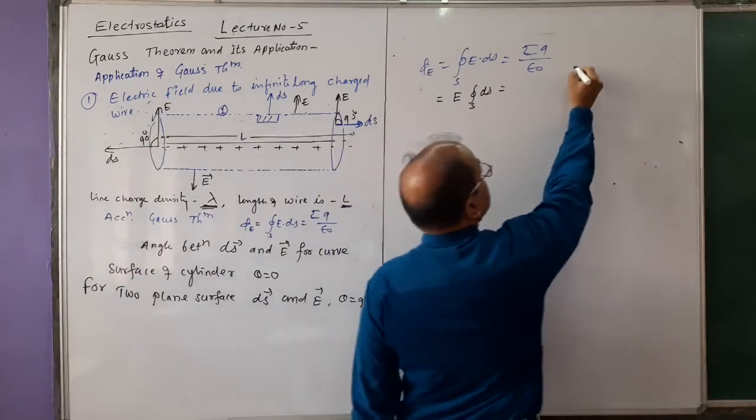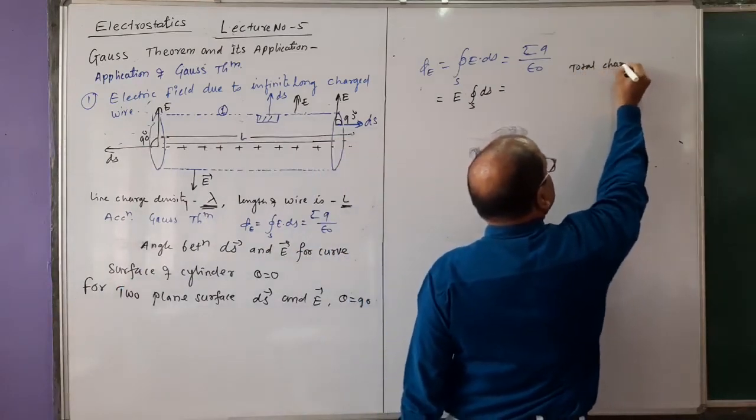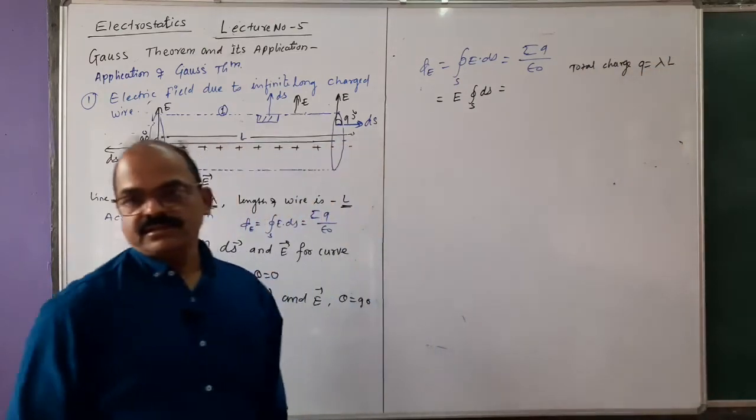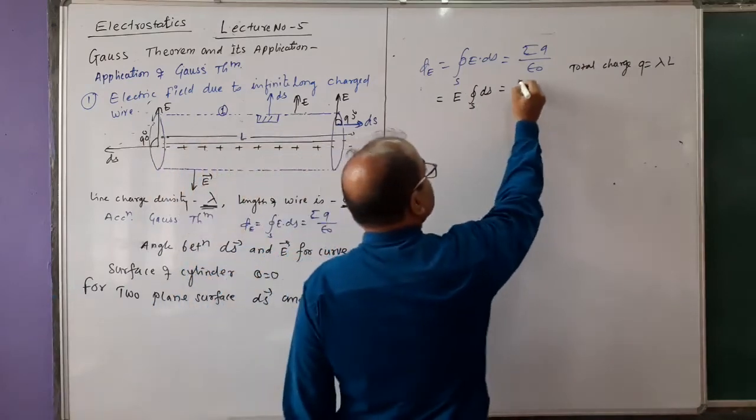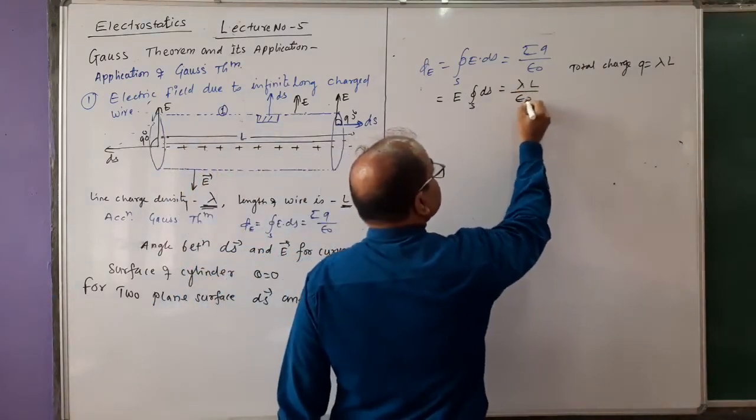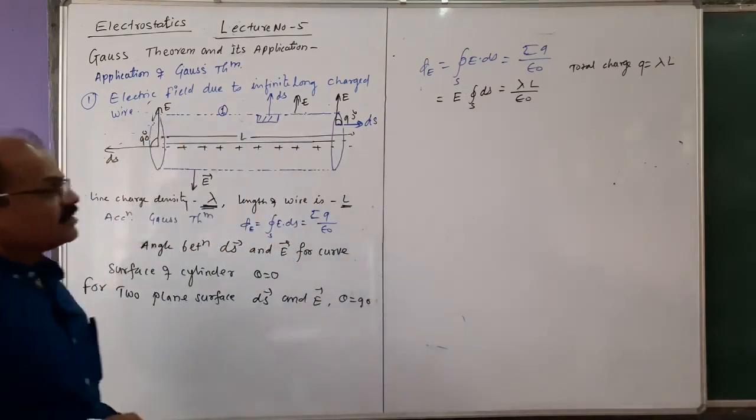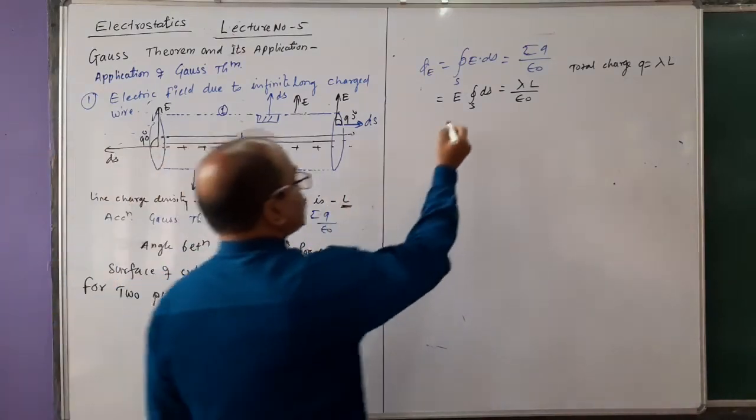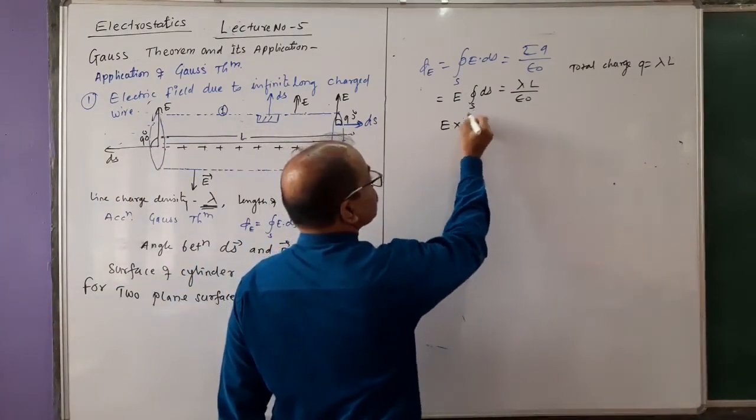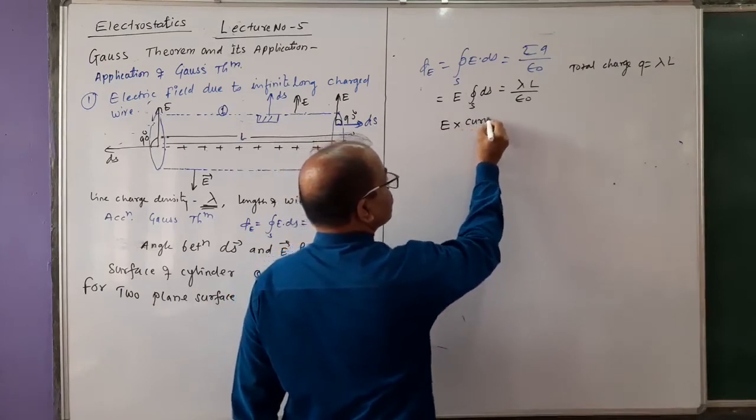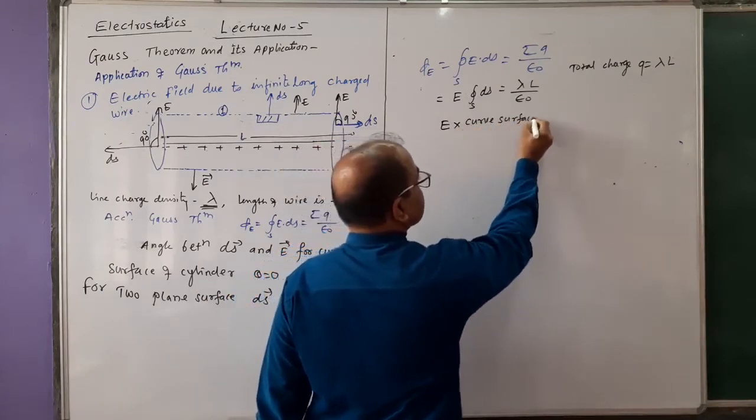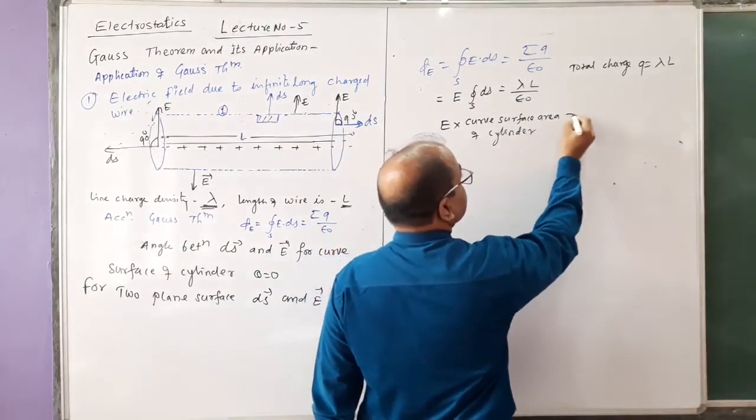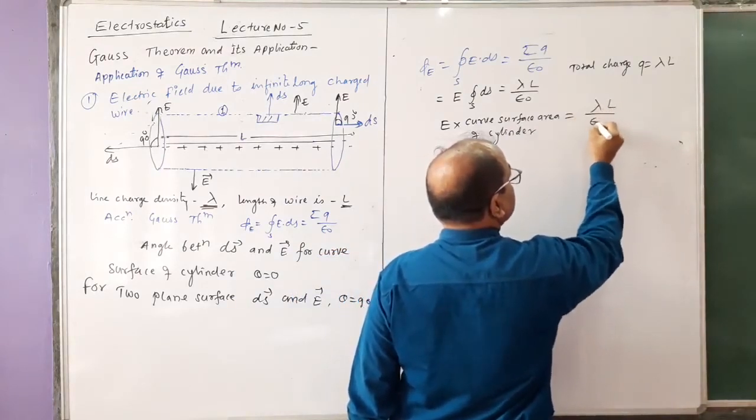So total charge q equal to क्या आएगा? Lambda into L, density into length. So we can write this is lambda L divided by epsilon naught. So curved surface of cylinder, this is equal to E into the surface area, कौन सा? Curved surface area of cylinder equal to lambda L divided by epsilon naught.